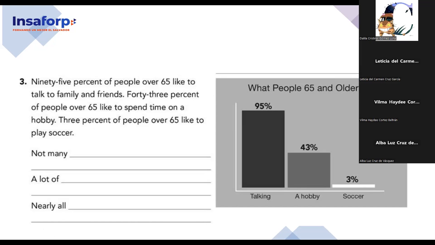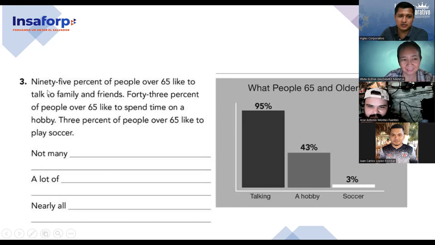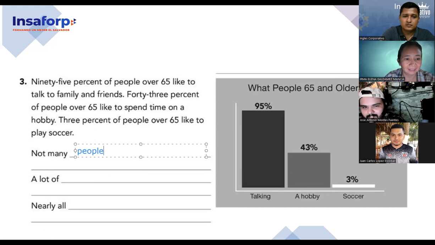Okay. ¿Cómo nos quedaría la sentence? Está sustituyendo estos percentage. Okay. Anybody, please tell me. Not many people over 65 like to play soccer. Not many. Okay. Over, right? Over 65 like to play.